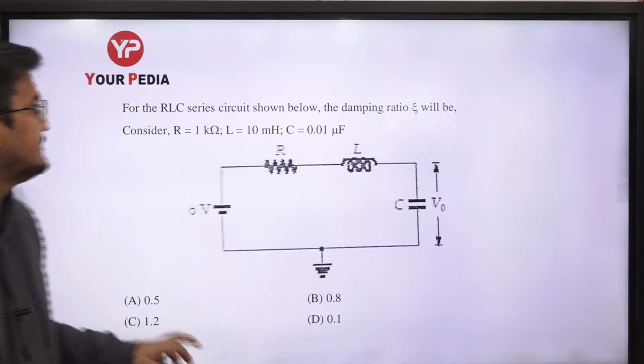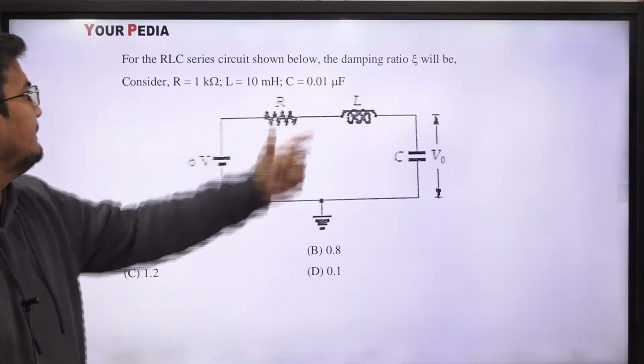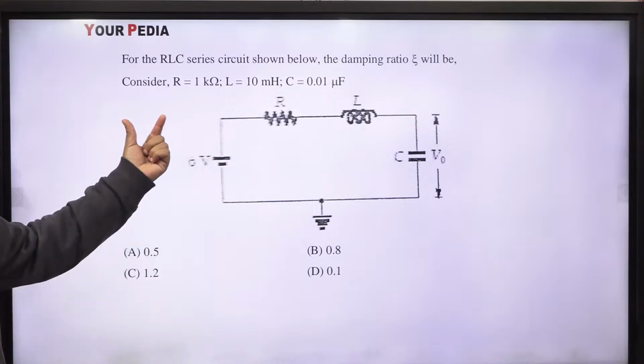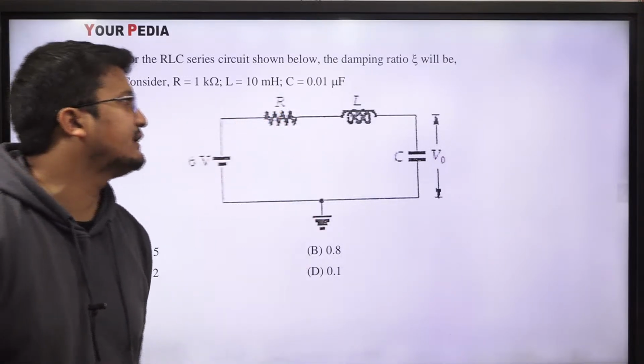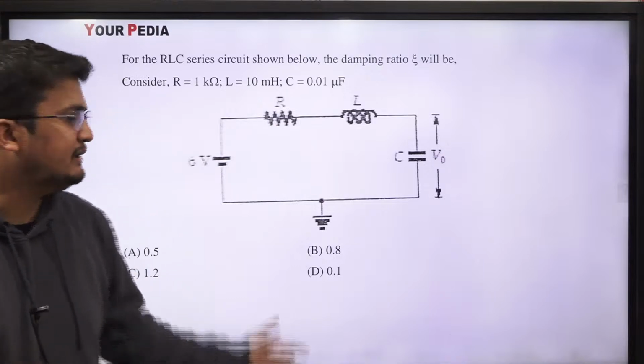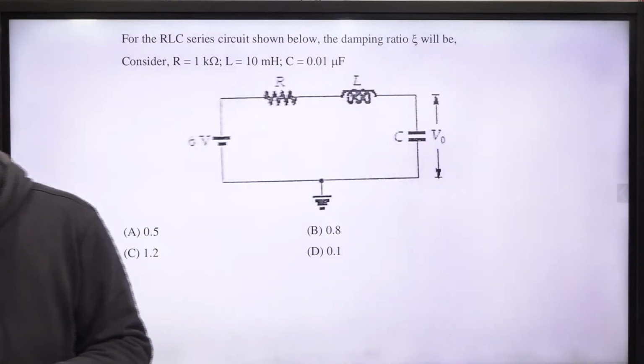So guys, next question is on your screen. For the RLC series circuit shown below, the damping ratio will be considered. R का वैल्यू दे रखा 1 किलोओम, L का वैल्यू 10 मिली हेनरी, C का वैल्यू 0.01 माइक्रोफैराडे। Tell me the answer for this. What will be the damping ratio for this circuit?